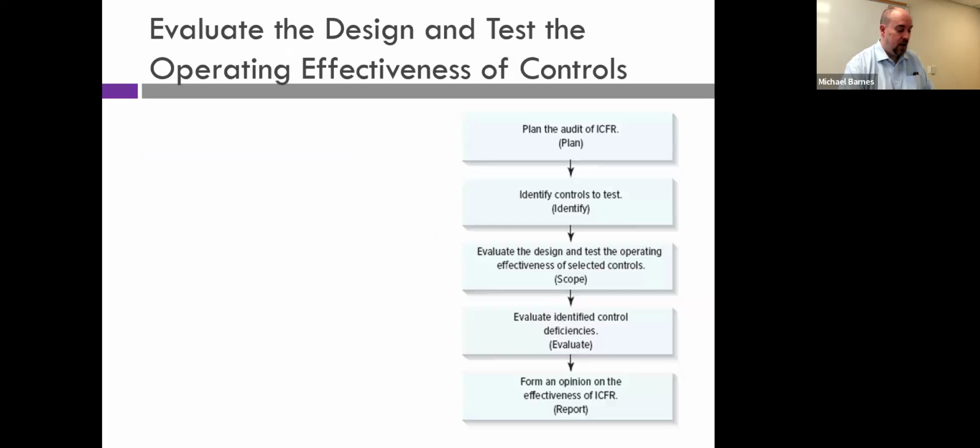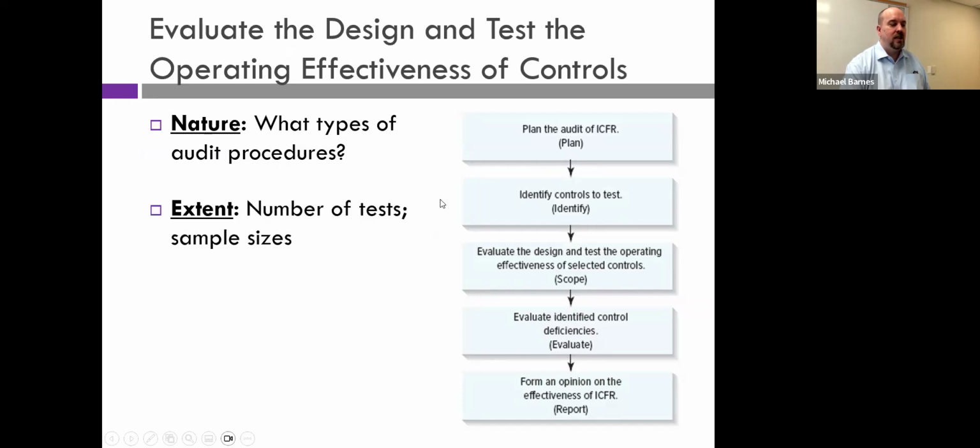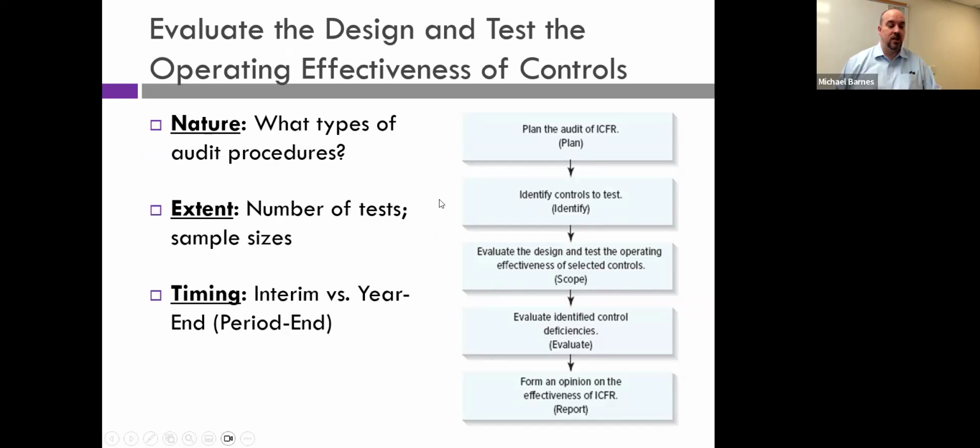All right, moving on. So we're now going to evaluate the design and test of operating effectiveness of controls. What are the dimensions? Well, these dimensions are ones that we've already seen before. We're going to talk about nature, extent, and timing of procedures that we actually need to perform here. So nature, what types of audit procedures? These are going to be very closely in alignment with the procedures that we spoke of with respect to test of controls. Remember, inspection of records and documents, observation, inquiry, reperformance, and walkthroughs.